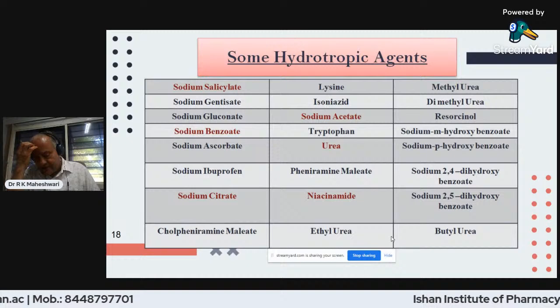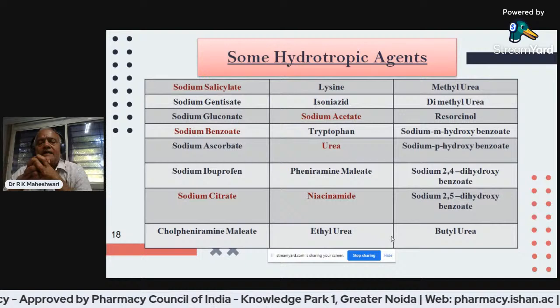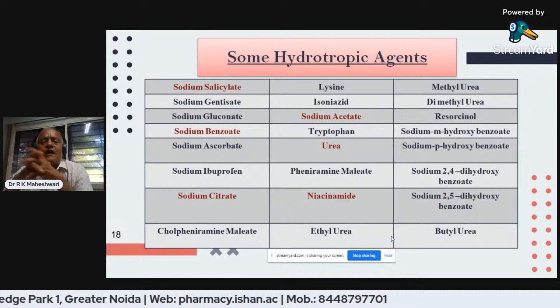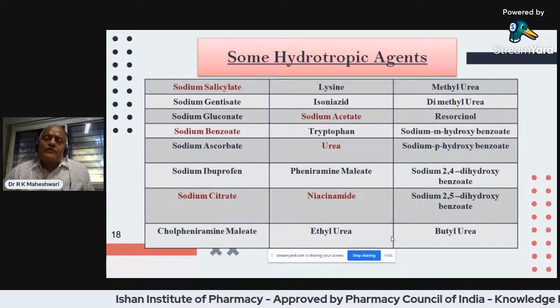This concentrated sodium benzoate solution increases the solubility of several poorly water soluble drugs like ketoprofen, naproxen, ibuprofen, atenolol, gatifloxacin, tinidazole, metronidazole, nalidixic acid, and so on. These are all examples. Here, sodium benzoate is also a hydrotropic agent, and these are all examples of hydrotropic solubilization. On your slide, you will see some of the hydrotropic agents.